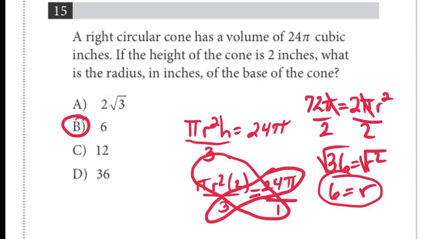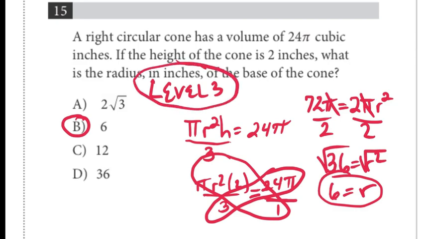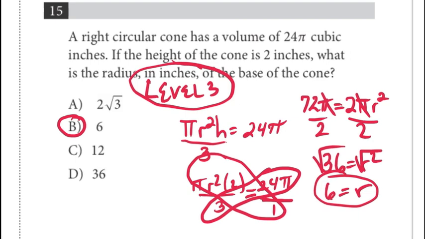Level of difficulty, 1 to 10 based on students' ability to get the question correct without guessing, 1 being easiest, of course, and 10 being the most difficult. This question is a level 3. It's working backwards from a formula given at the beginning of the test. Let's go to number 16.